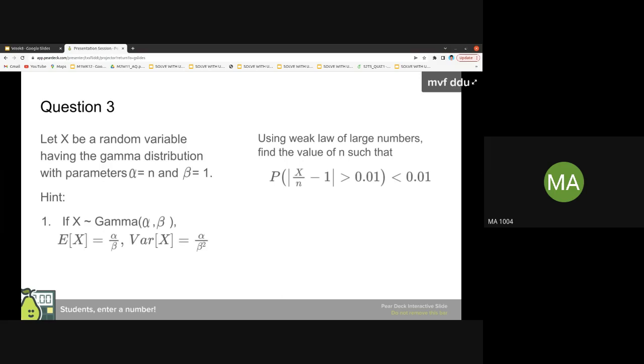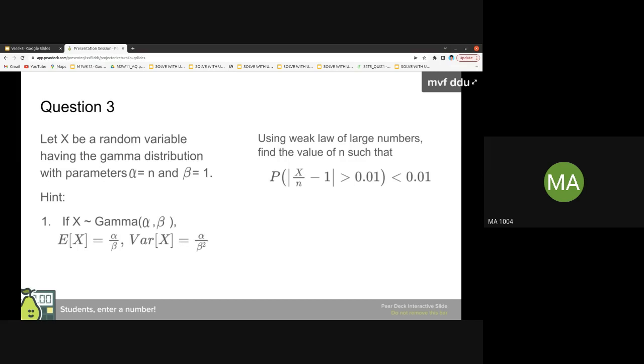So the difference between CLT and the weak law of large numbers is that the weak law of large numbers actually gives us only a bound. It will not give you the approximate probability. It will give you an upper bound or a lower bound. So we predict using the weak law of large numbers that the probability will be either less than something or greater than something. That's it. But by using CLT, you can actually approximate the probabilities.